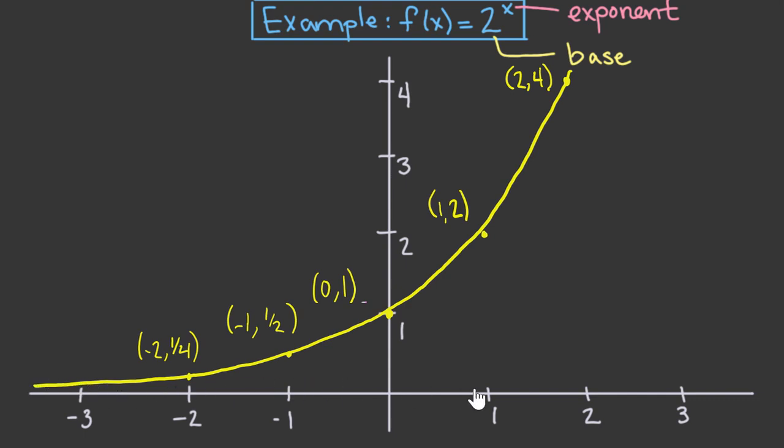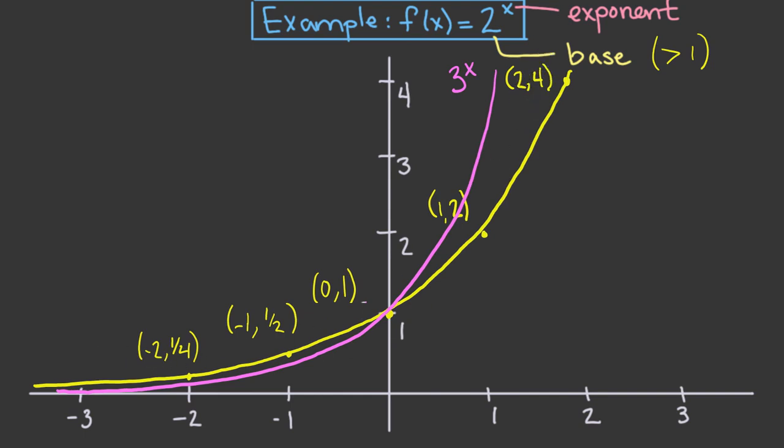Notice that this function is defined for all real numbers x. It is continuous, and it is everywhere positive. And this is true for any exponential function whose base is greater than 1. Changing the base will simply change the shape or steepness, but it will not change this global behavior.